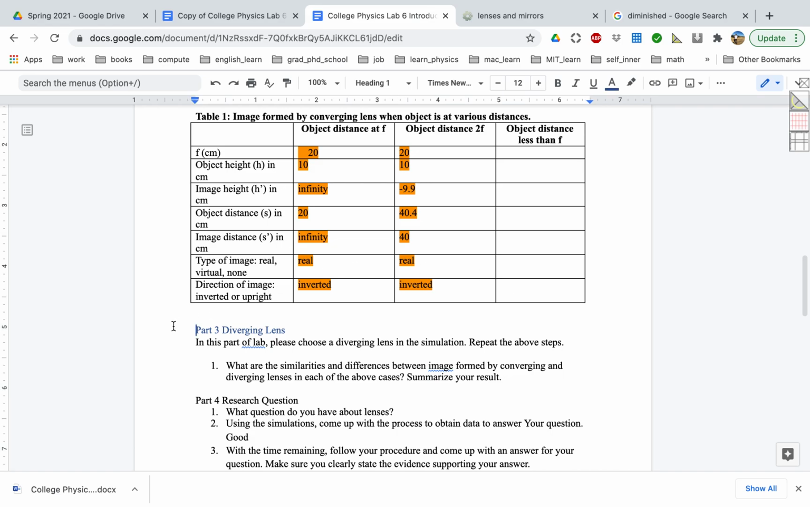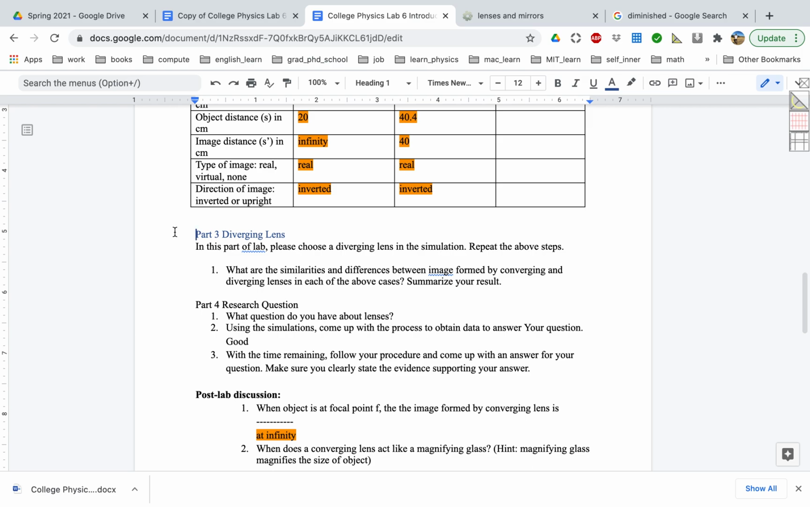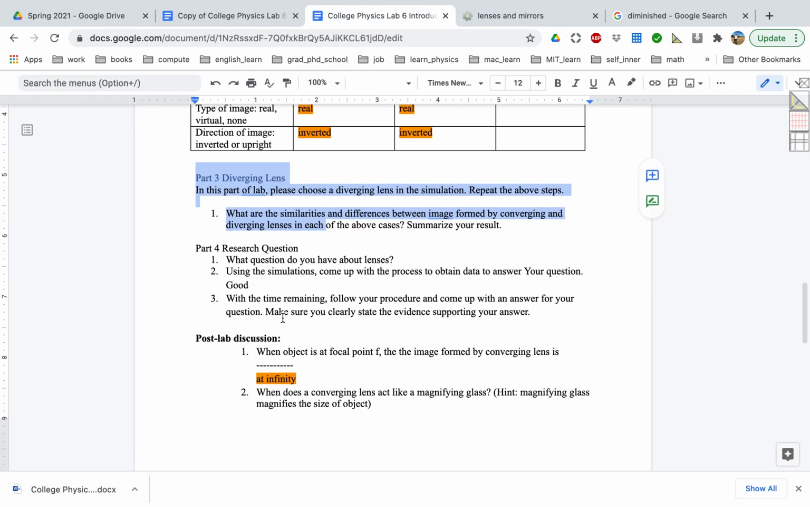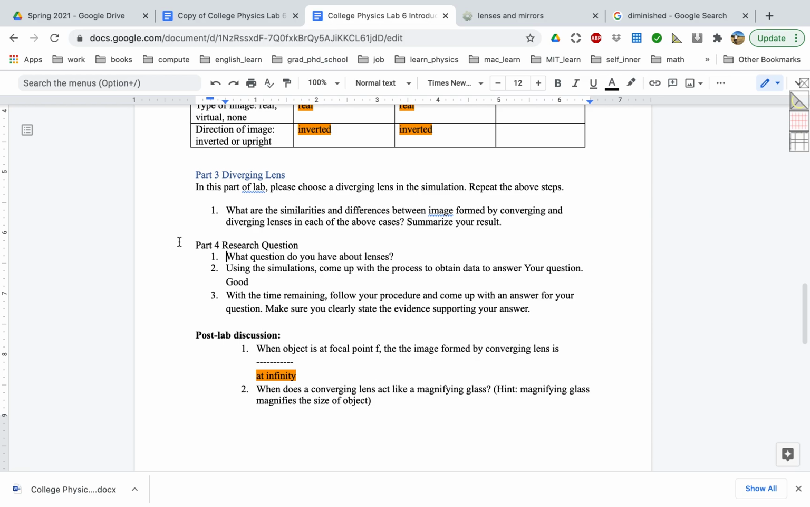Part 3 is about the diverging lens. I didn't have enough time to collect the data for the diverging lens. So basically here, they are just going to use the diverging lens instead of the converging lens and repeat the process. Part 4 is the research question. Using the simulation, they come up with a question they have about lenses, and come up with the process to obtain data to answer their question.